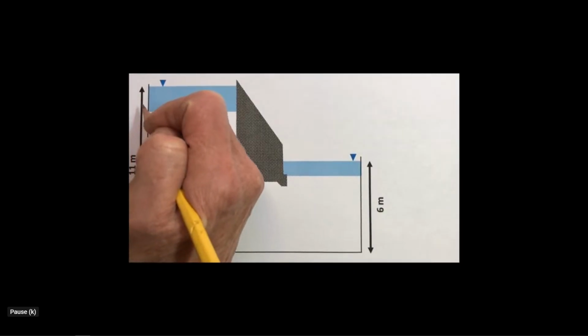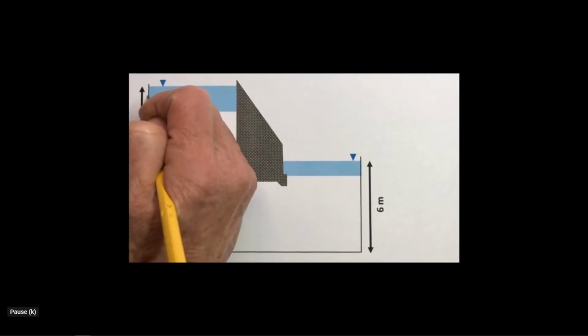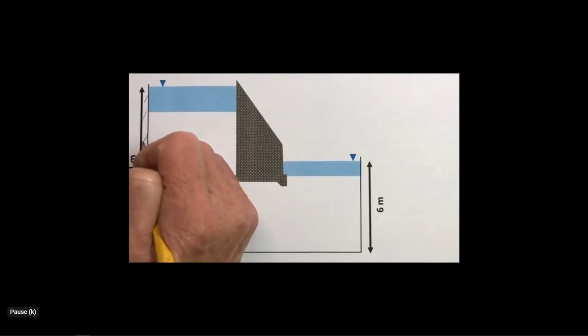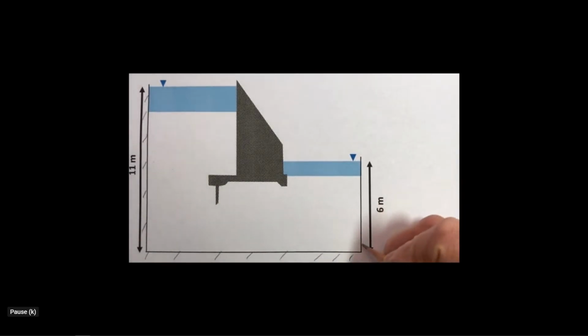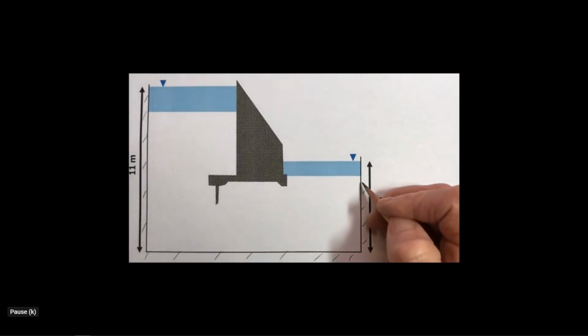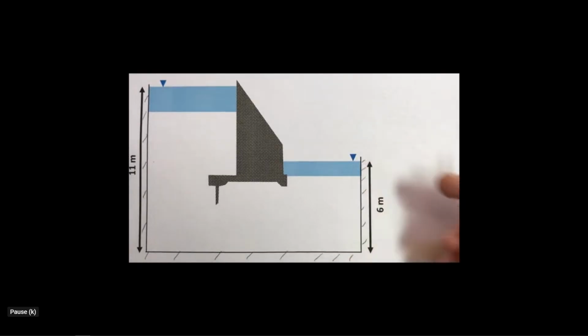To draw a flow net, we start by defining the boundaries. This side is an impermeable barrier, and the bottom is an impermeable barrier, and the wall on the right is an impermeable barrier. And with a flow net, we draw everything to scale. It doesn't matter how large it is, as long as everything is expanded or reduced to the same scale.